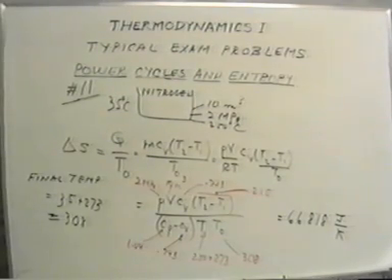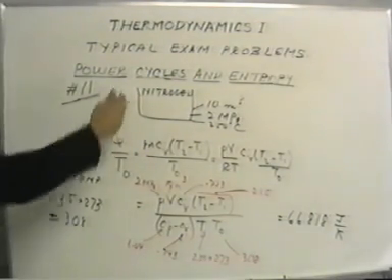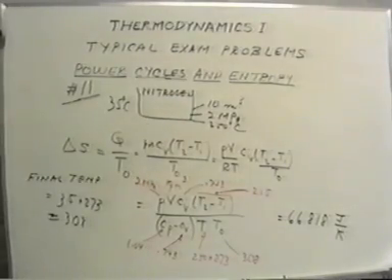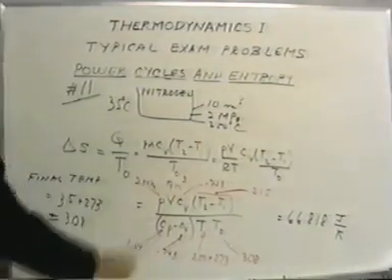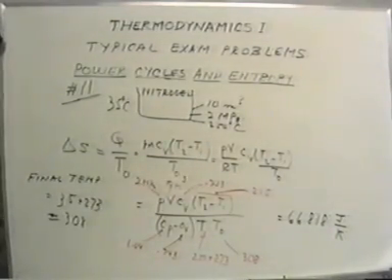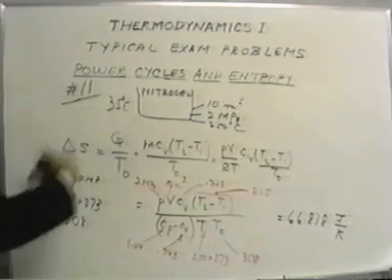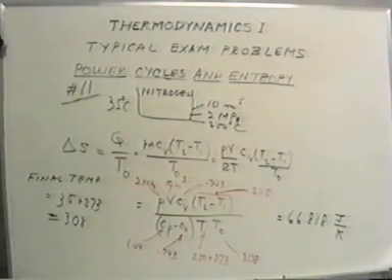In problem number 11, we have a 10 cubic meter tank, uninsulated, containing nitrogen at a pressure of 2 MPa and a temperature of 250 degrees C. The temperature of the environment surrounding the tank is 35 degrees. I'd like to find what entropy change the surroundings experience after a long period of time.